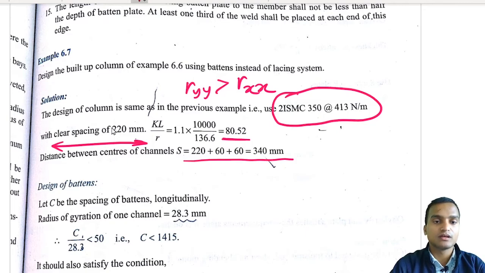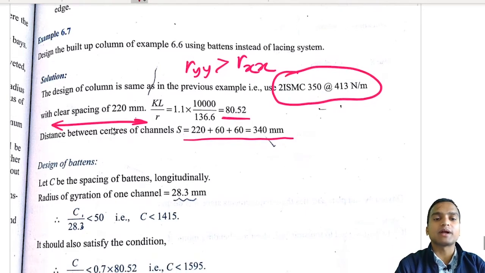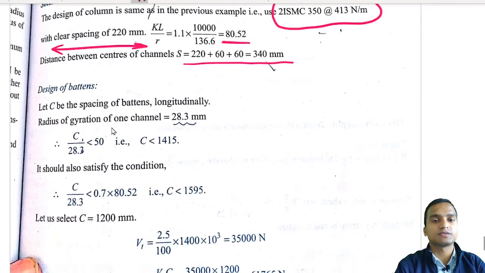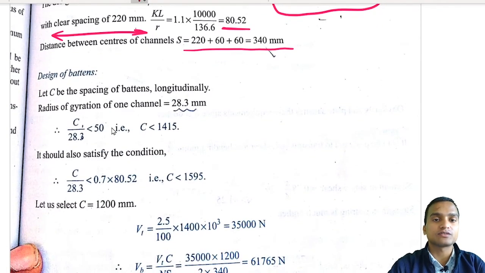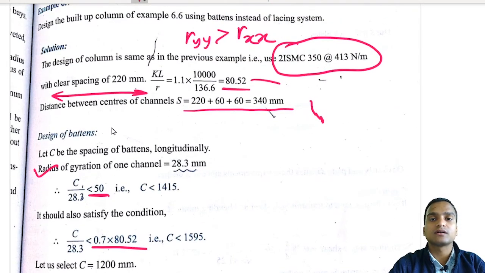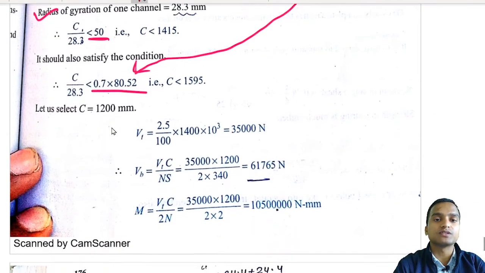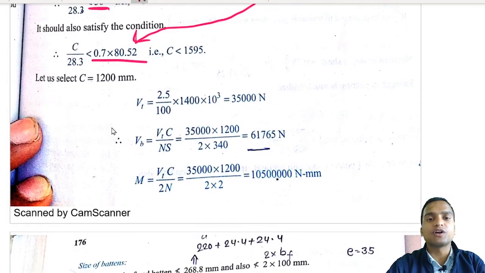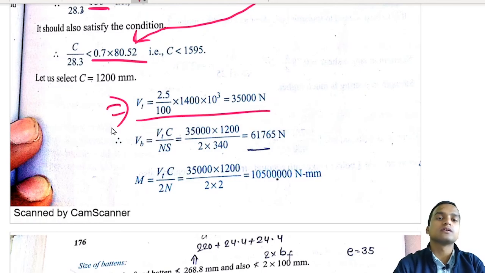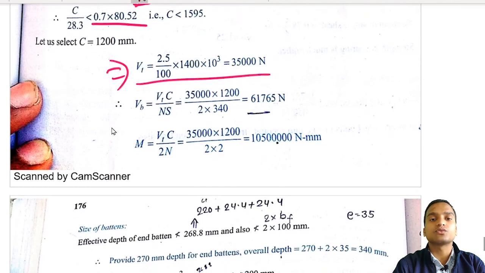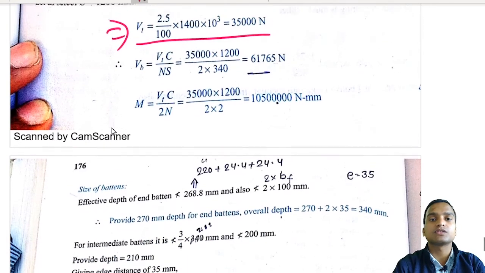So similarly the design of batten has to be done, and if we know the value of C, we have to calculate the radius of gyration of one channel in local buckling, and it should be less than 50 and it should be less than 0.7 times this actual slenderness ratio. So these values are chosen, and then Vt is equal to 2.5% of axial load. Okay, and from here we calculate the bending moment and the shear force going to come at each connection, using all the formulas.